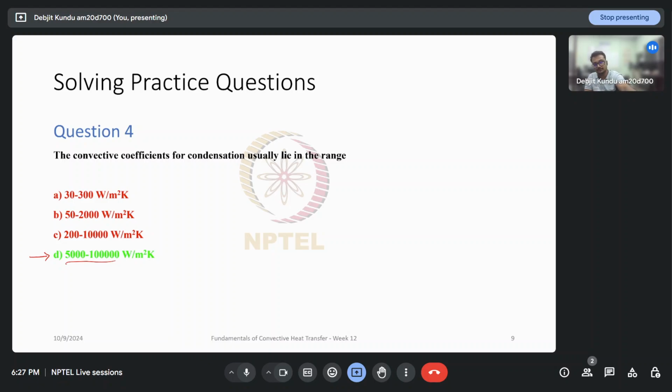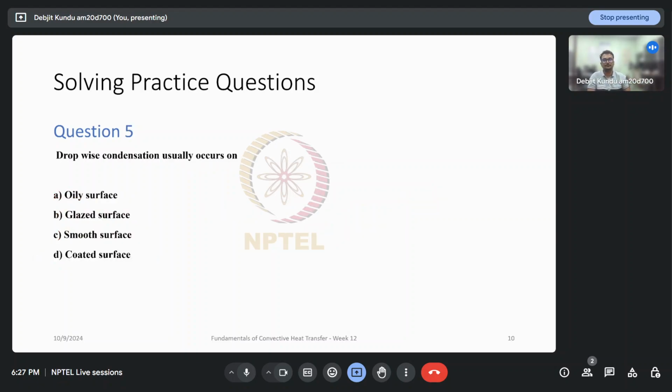It usually goes this way: natural convection is the smallest, then forced convection is a bit higher than that, and phase change is the highest. This is the order in which H goes. H keeps on increasing as we go from natural to forced to phase change heat convection. And since condensation is a phase change process, it has a huge convective heat transfer coefficient. Okay, so let's move on.